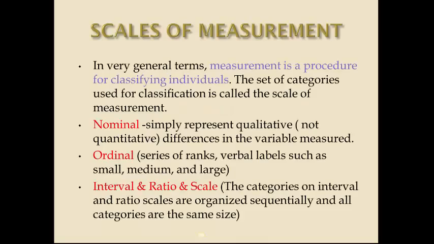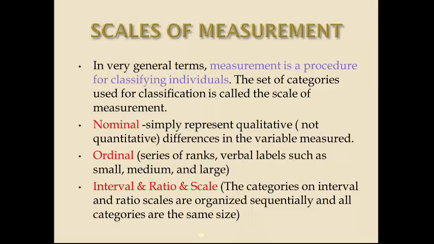Okay, in this part I'm going to explain the scales of measurement. As you probably know, we have three types or scales of measurement: nominal, ordinal, and interval. Nominal scale simply represents qualitative differences in the variable measured, like gender. Gender is a nominal scale because you only have two types or two categories under this construct.